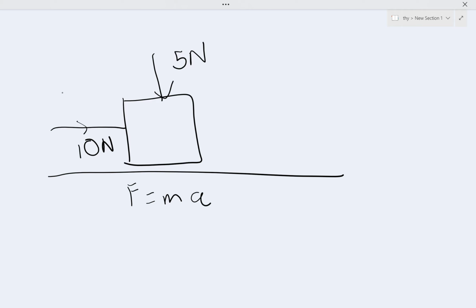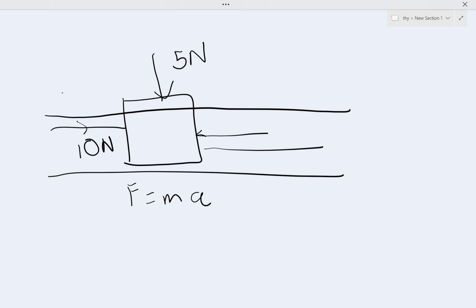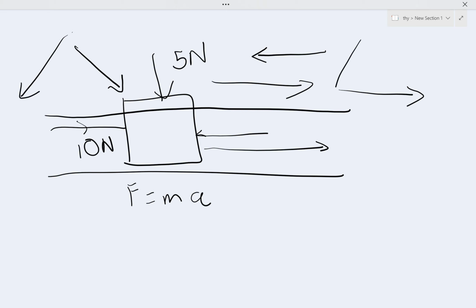What do I mean by that? We should only consider the forces acting along that line, or parallel to that line. So all the forces acting like that, all the forces acting backwards, all the forces going there. But if a force is going in a slightly different direction, like these ones here, these are not parallel to this straight line. So we will not consider them when working with F equals ma.